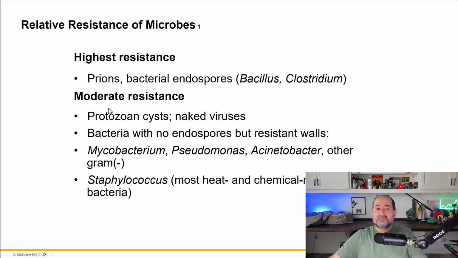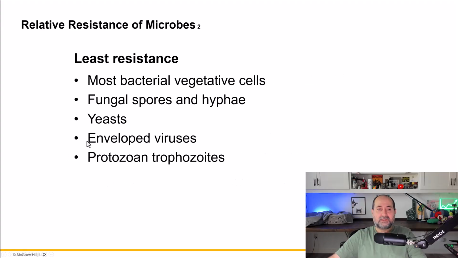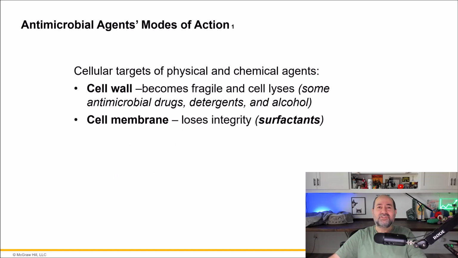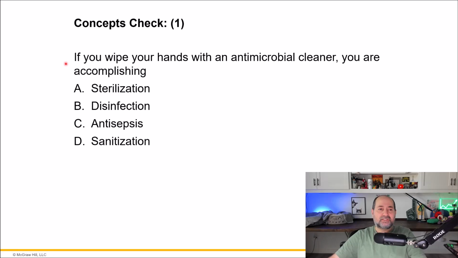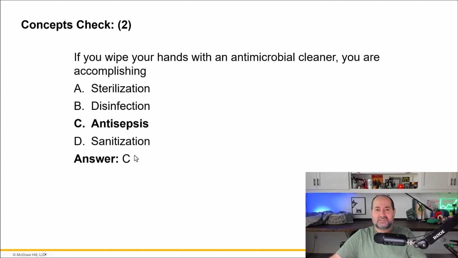And the moderate resistance is exhibited by protozoan cysts, naked viruses, mycobacterium, and the least resistant are fungal spores, hyphae, yeasts, enveloped viruses, the trophozoites of protozoans. You should know that surfactants work by disrupting cell membranes. Here's concept check number 1. If you wipe your hands with an antimicrobial cleaner, you are accomplishing antisepsis, right? Because it's on living tissues.